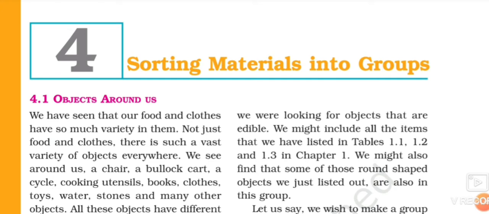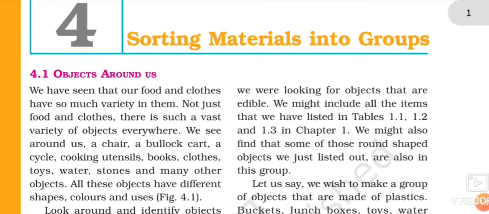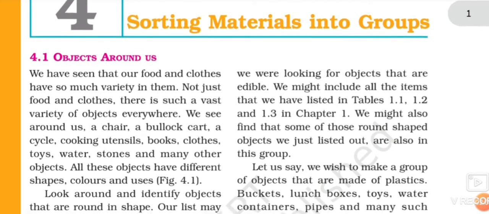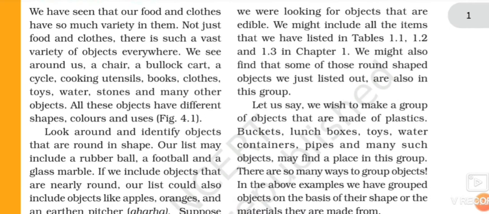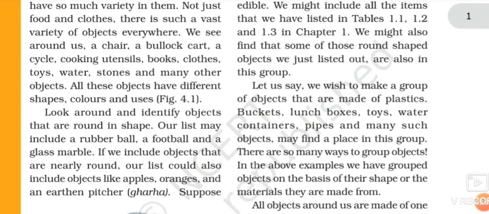So objects around us are made up of large varieties of materials. We have seen that our food and clothes have so much variety in them, that we have already seen in our second and third chapter. Not just food and clothes, there is such a vast variety of objects everywhere. We see around us a chair, a bullock cart, a cycle, cooking utensils, books, clothes, toys, water, stones, and many other objects. All these objects have different shapes, colors, and uses.